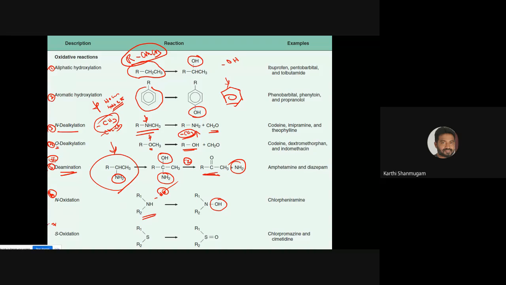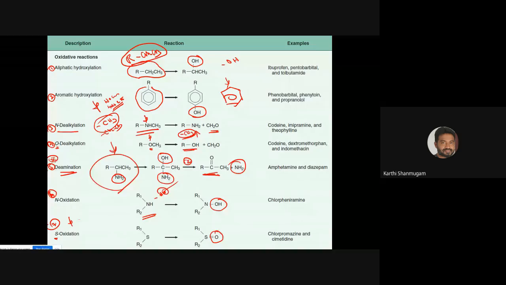So the seventh reaction is S oxidation, which means something related to sulfur. The parent compound is R1S2. After the enzymatic reaction, you can see there is an addition of oxygen. Addition of oxygen is an example of oxidation, right?